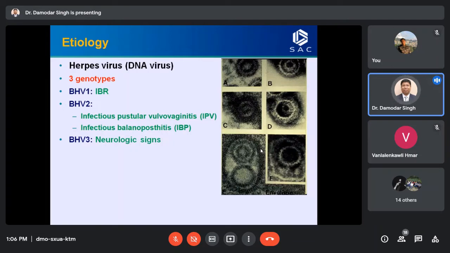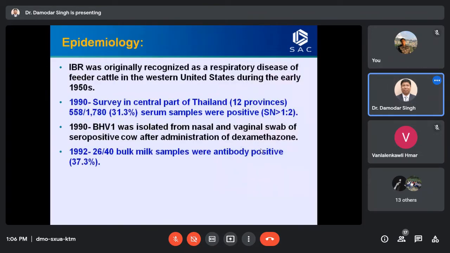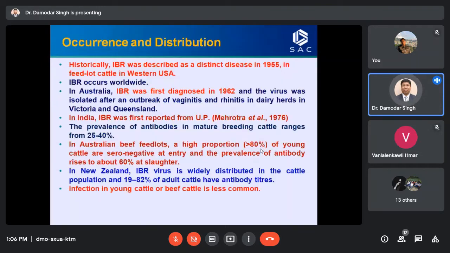Bovine herpes virus 2 is mainly responsible for infectious pustular balanoposthitis, in short IPV, and infectious pustular vulvovaginitis, IPV. These are the genital forms. The third genotype, bovine herpes virus 3, is mainly responsible for the encephalitic form, showing neurological signs. Epidemiology is not that important, but please go through it; I'm skipping it. Occurrence and distribution I'm also skipping, just go through it.